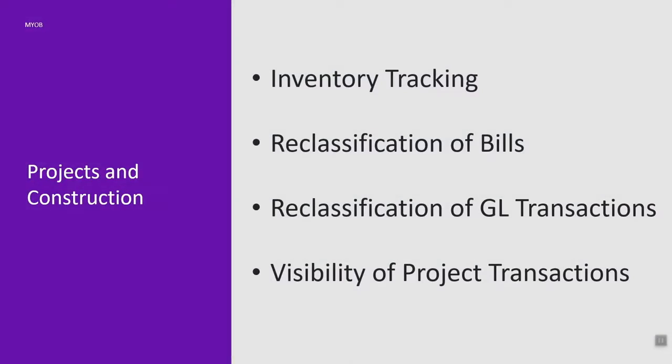Our next big changes are for the Project and Construction Edition. In version 2021.2, you'll be able to find the following enhancements: different modes of inventory tracking, the ability to reclassify AP bills, enhancements in the reclassification of GL account transactions, and finally, visibility restriction of project transactions.